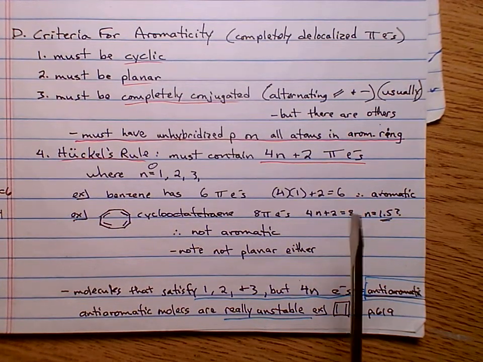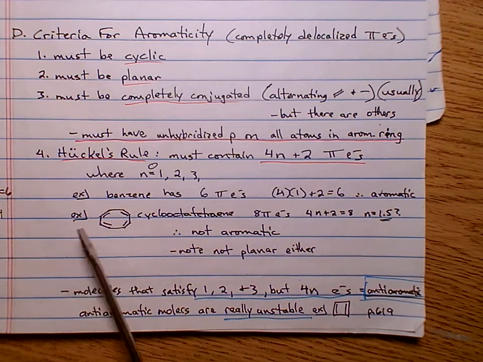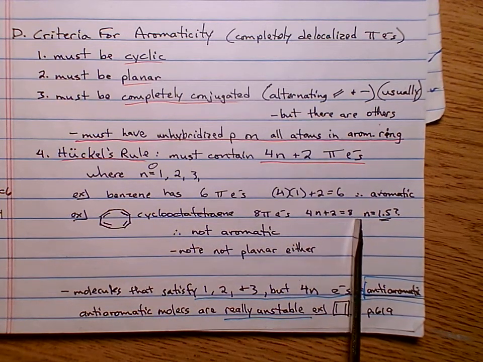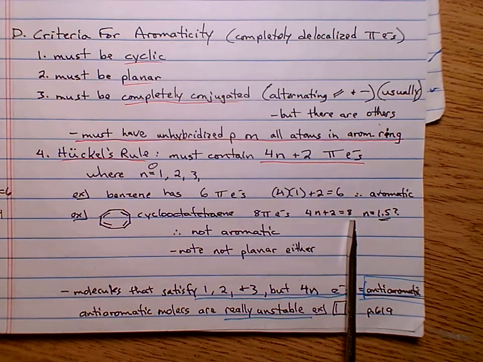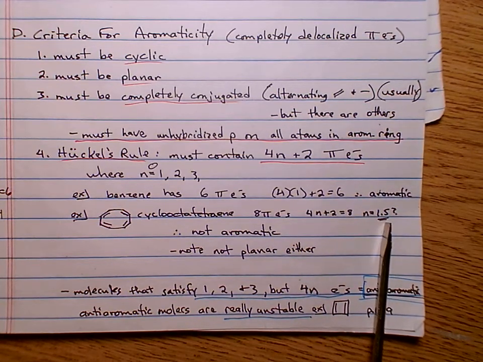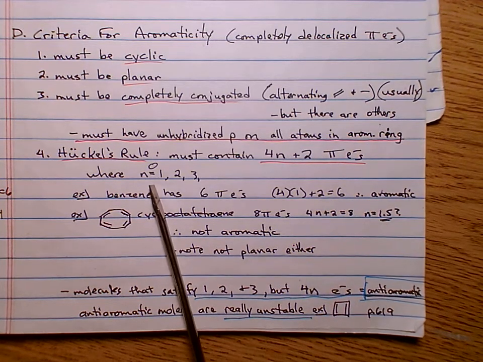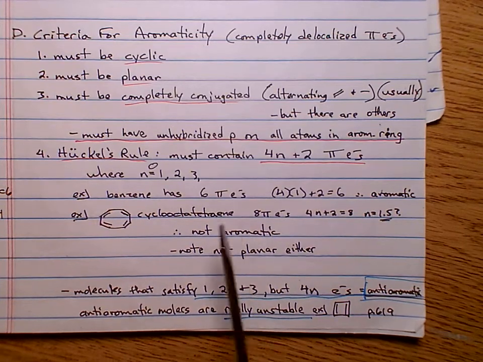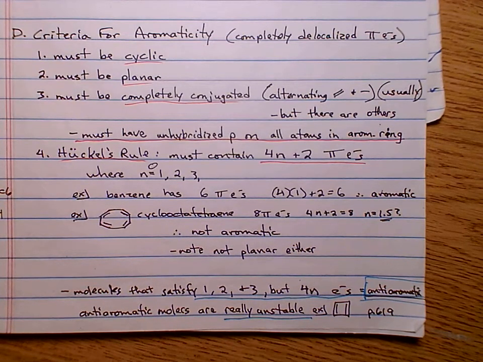Does it follow Huckel's rule? Well, let's see. 4n plus 2 equals 8, because I've got 1, 2, 3, 4, 5, 6, 7, 8. 4n plus 2 equals 8. 4n equals 6. n equals 1.5. Is 1.5 an allowed number? No. It's got to be 1 or 2 or 3. So this is not aromatic. It does not follow Huckel's rule. This is not an aromatic compound.